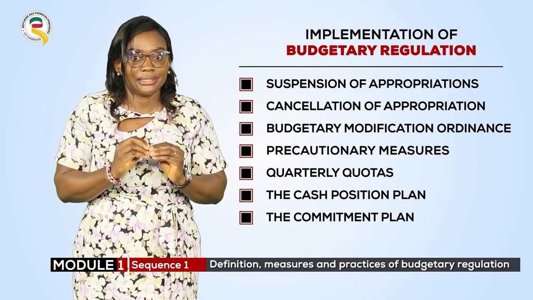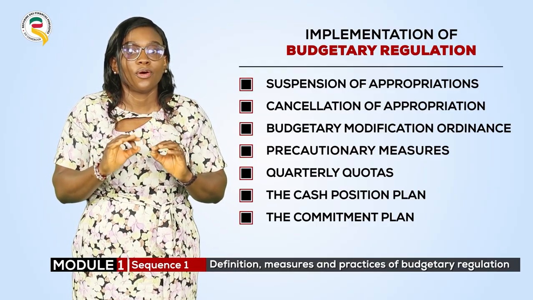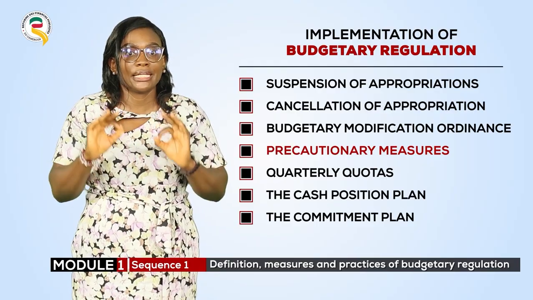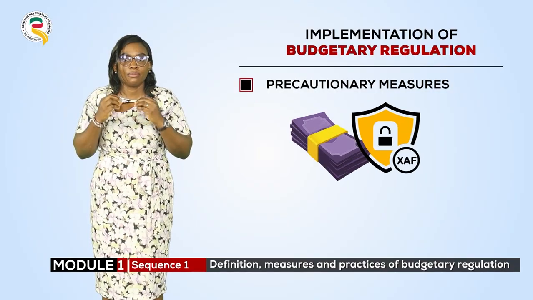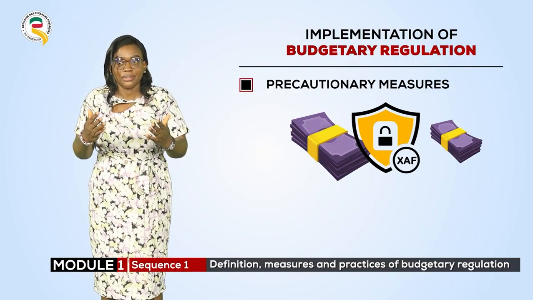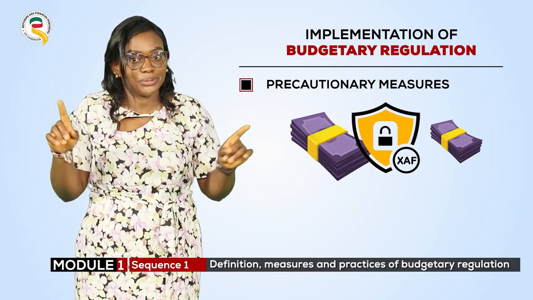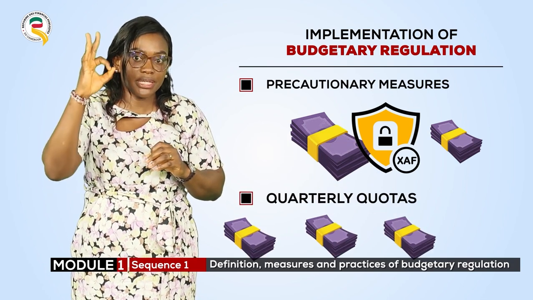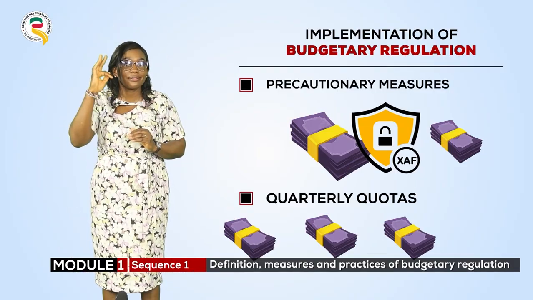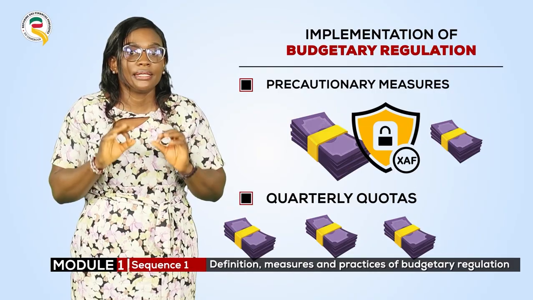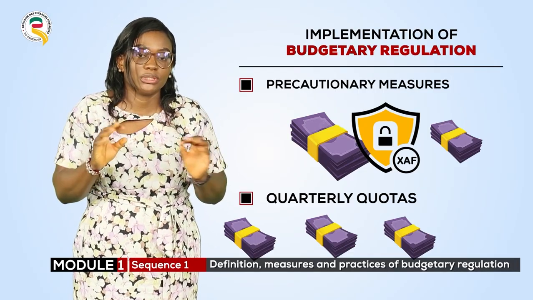In current practice, budgetary control is based essentially on precautionary blocking and quarterly quotas. Precautionary blockages, when applicable, are deducted from appropriations. The remaining appropriations are divided into 3 equal parts, representing the quarterly quotas. Only 3 quarters are considered, given the technical constraints of opening and closing the budget year.